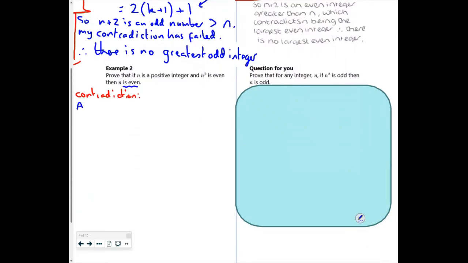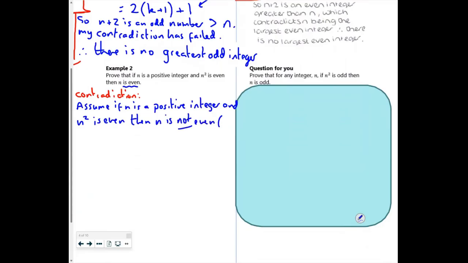So assume, if n is a positive integer and n squared is even, then n is not even. So it's odd. Right then, so that's my contradiction. That's the first little bit. So assume if n is a positive integer and n squared is even, if you can read my writing, then n is not even. Right.